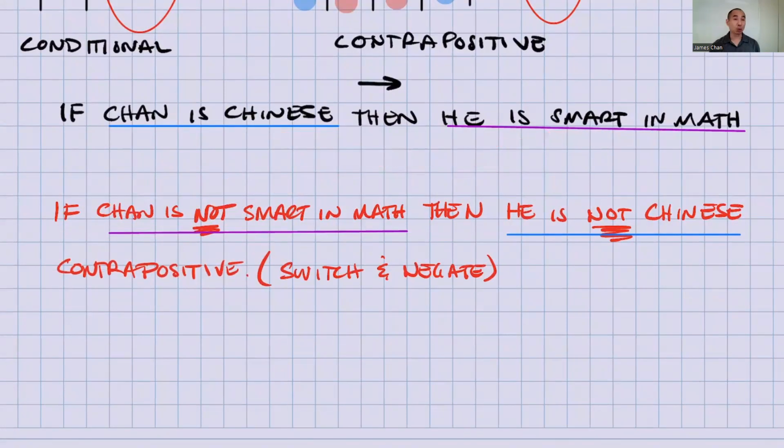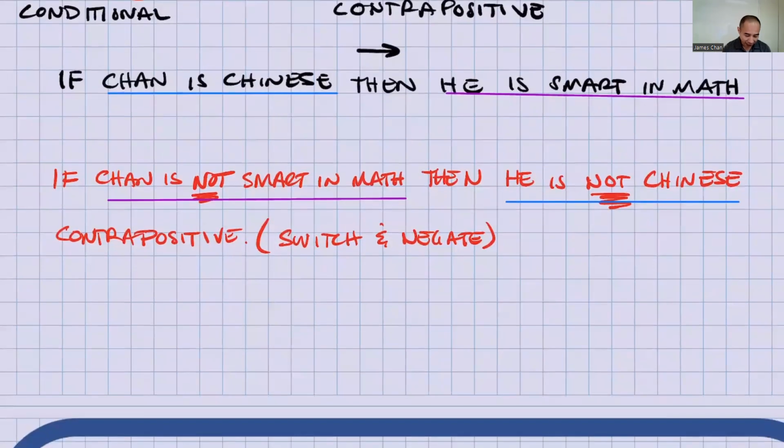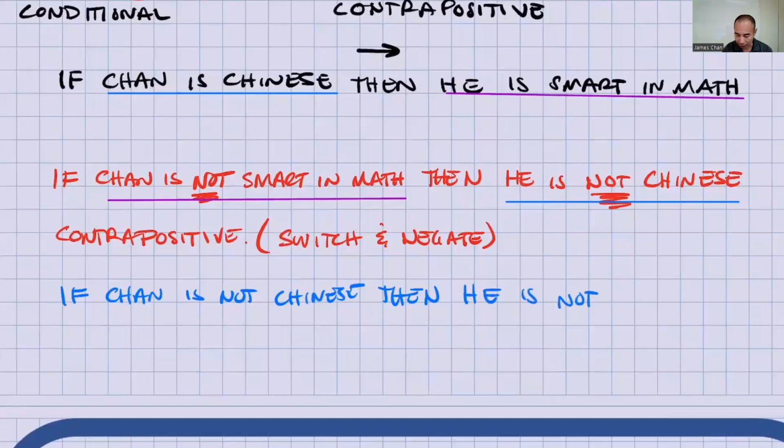With contrapositive, yes, you have to switch and you have to negate. You got to do both. Okay, so I'll put that in blue. So if you say, if Chan is not Chinese, then he is not smart in math, right? So this I only negated, right?